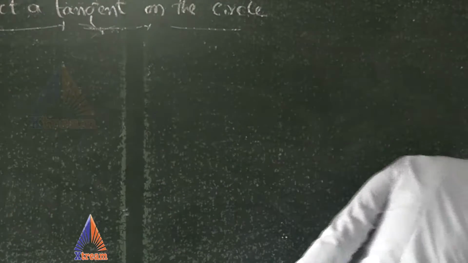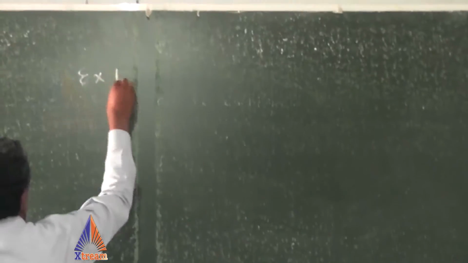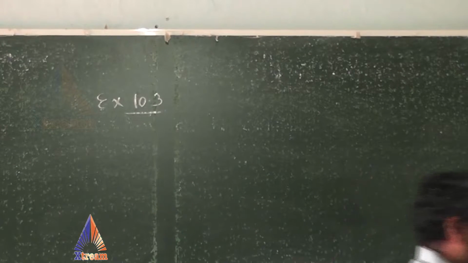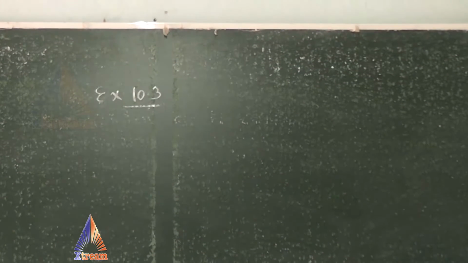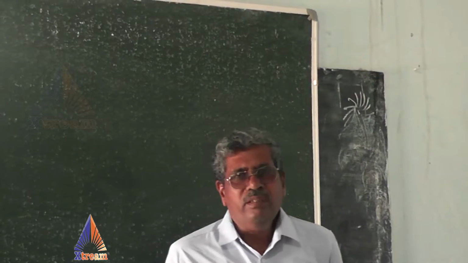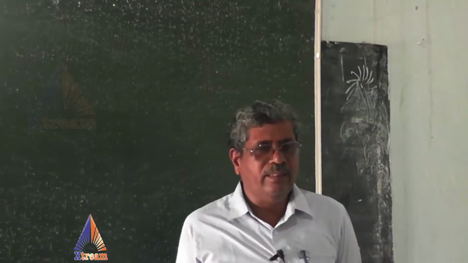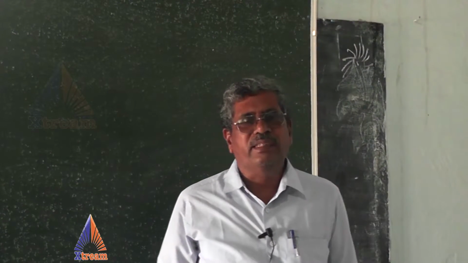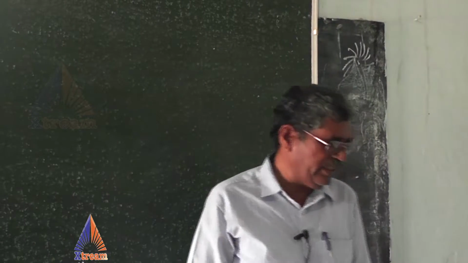Exercise 10.3. I'll take one or two problems in 10.3. Draw a circle of radius equal to 3.5 centimeter, and construct a diameter on the circle. At the ends of the diameter, construct the two tangents on the circumference of the circle. So it is one problem.